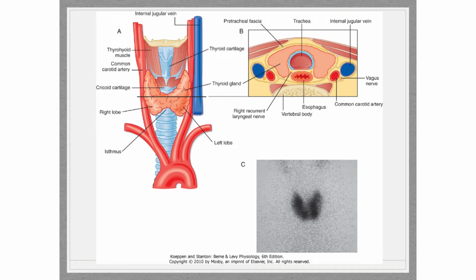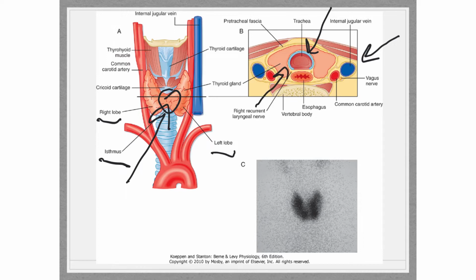The thyroid gland is a butterfly-shaped gland in the anterior portion of the neck. The right lobe and left lobe are held together by a connecting portion called the isthmus. Looking at a coronal section here, we can see that the thyroid wraps all the way around the trachea. So it's not just this butterfly-shaped gland from the anterior view, it also wraps around posteriorly towards the vertebral body.